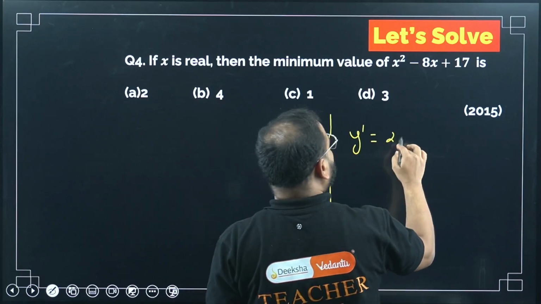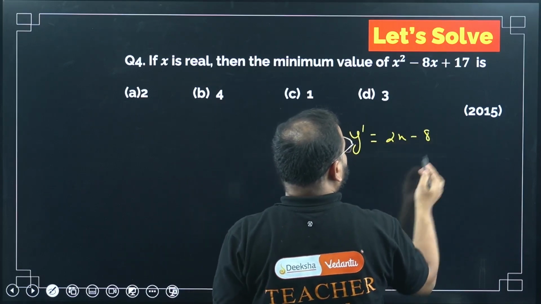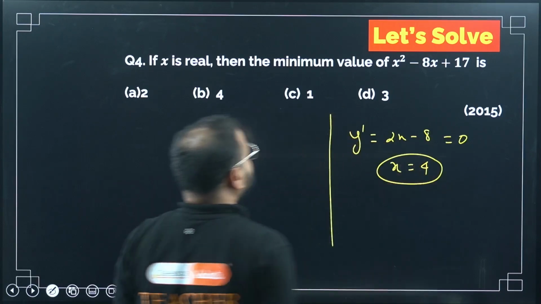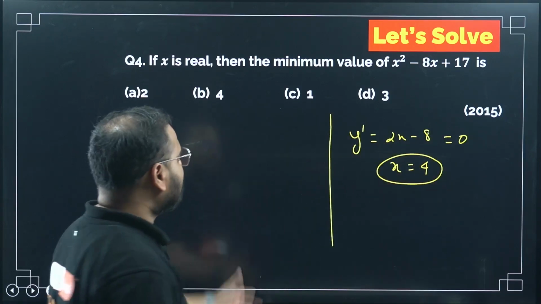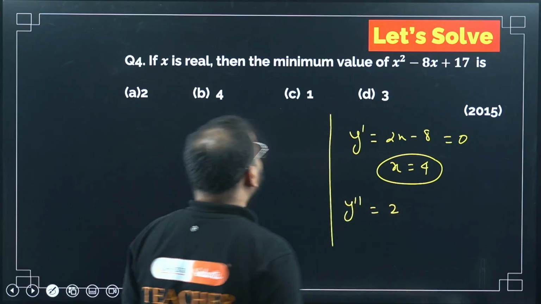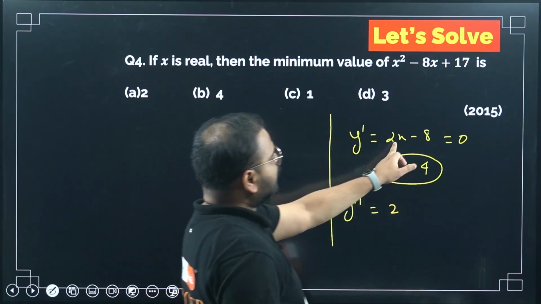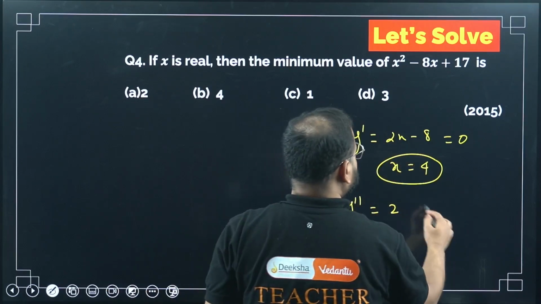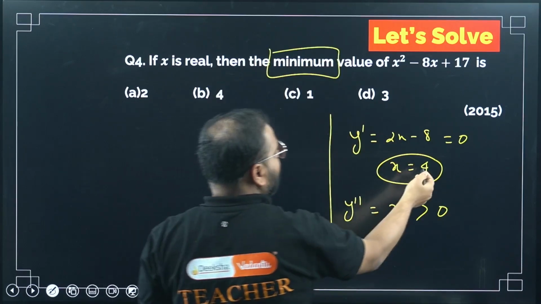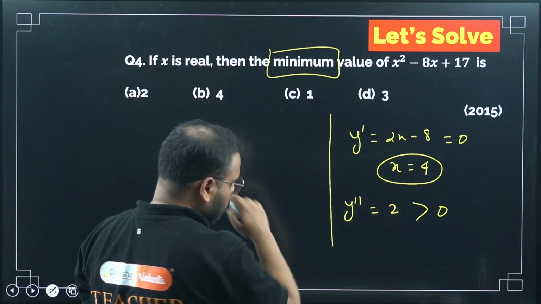So simply it will be 2x minus 8. Put it equal to 0. What am I going to get? x equals 4. x equals 4 is my critical point. Let's check the y double dash also. If I check y double dash, what is it going to be? Just simply 2, right? Because this will be 2x, so 2. And this is greater than 0. It means minimum value will exist at what point? At x = 4, okay?